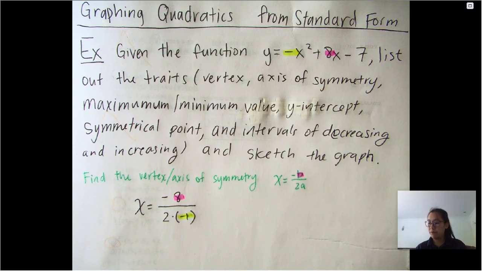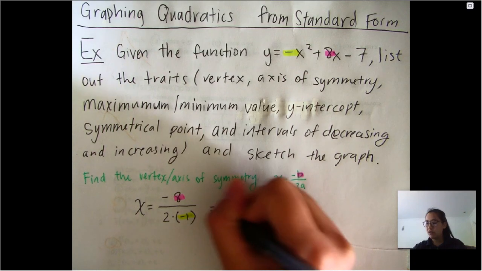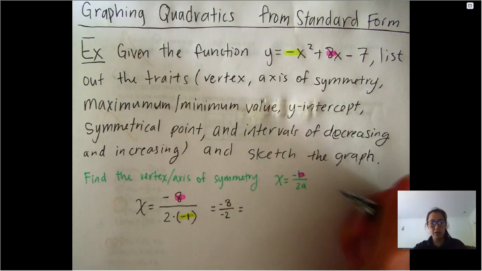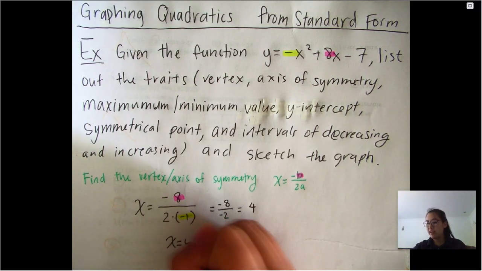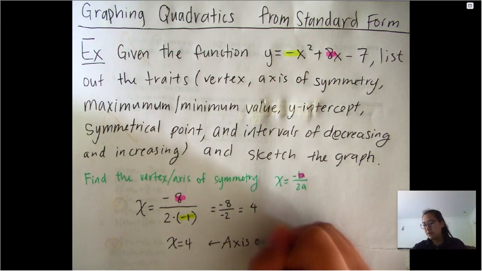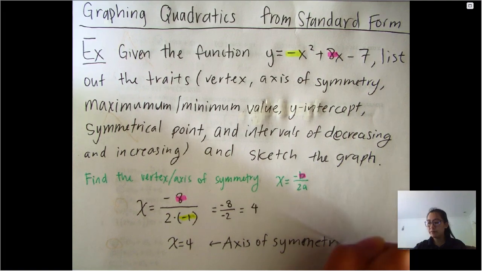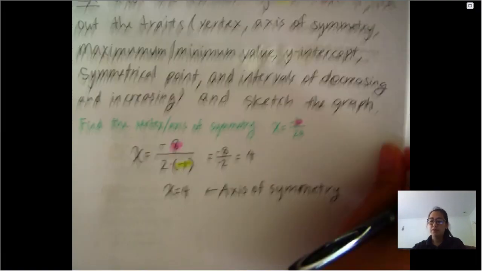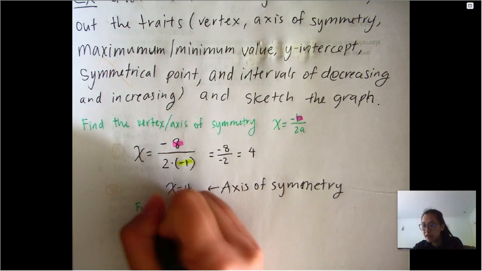Okay, so if we simplify this, that would be -8 over -2, which, as you know, -8 divided by -2 is 4, which means x equals 4 is the axis of symmetry. This is the axis of symmetry, so we'll keep that in mind for later when we're graphing. For the vertex, we'll go ahead and plug in x equals 4 and find the y value. So right now what we're doing is finding the y value of the vertex.